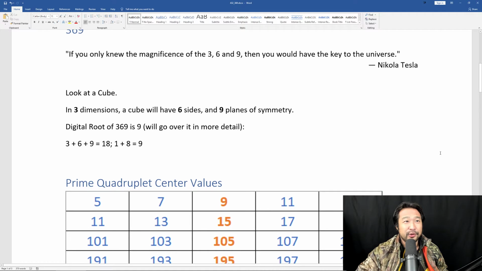Okay, look at a cube, and this is from my previous video. When I look at a cube, I'm thinking, how can I apply 3, 6, 9 to it? Well, in 3 dimensions, a rectangle is a cube, and a cube will have 6 sides and 9 planes of symmetry. So you can see what 9 planes of symmetry is. Okay, here we go.